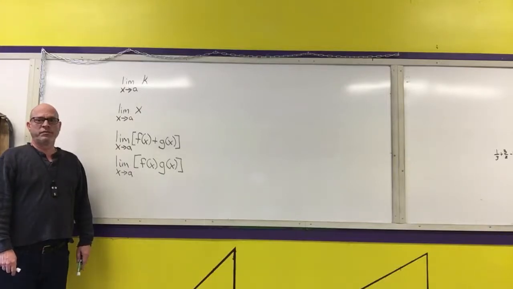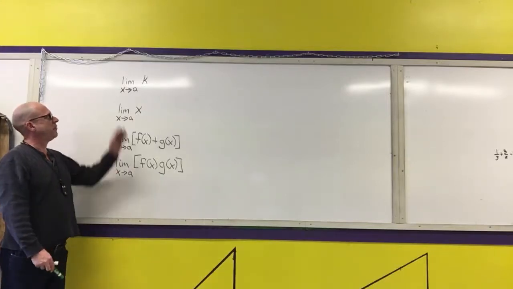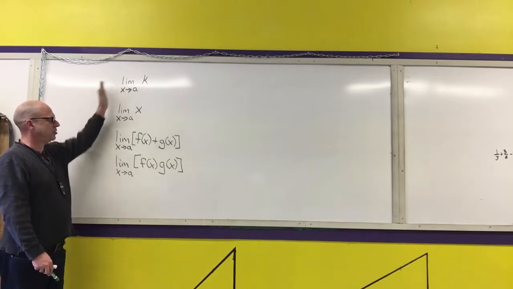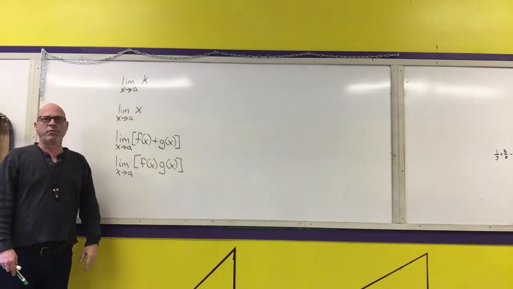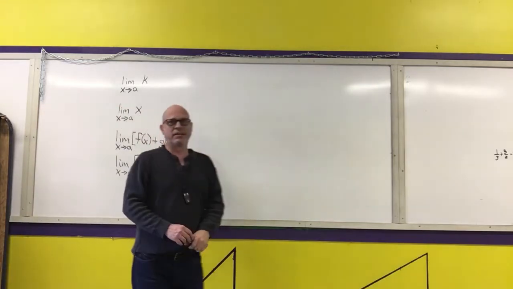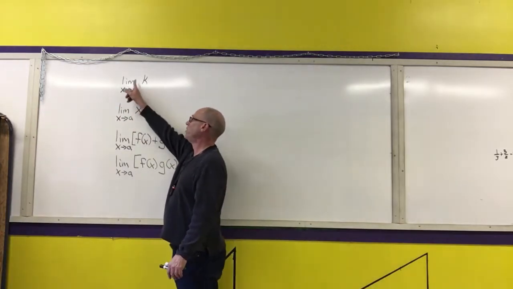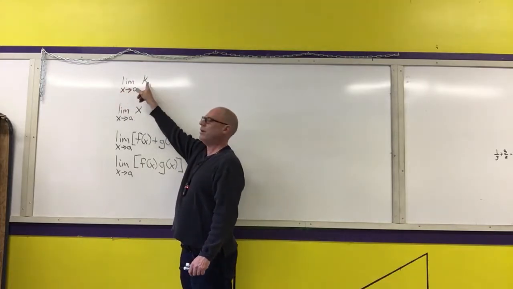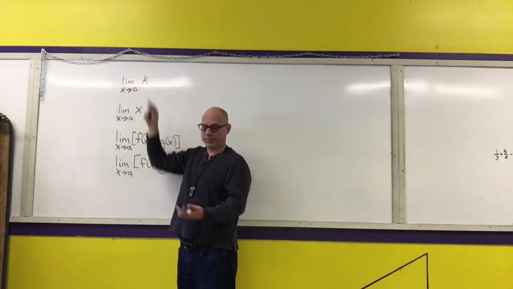In section 2.3, we're going to discuss some basic facts about limits and use these four basic facts to derive other properties of limits. The first basic fact that we want to discuss is what is the limit as x approaches a of some constant function?